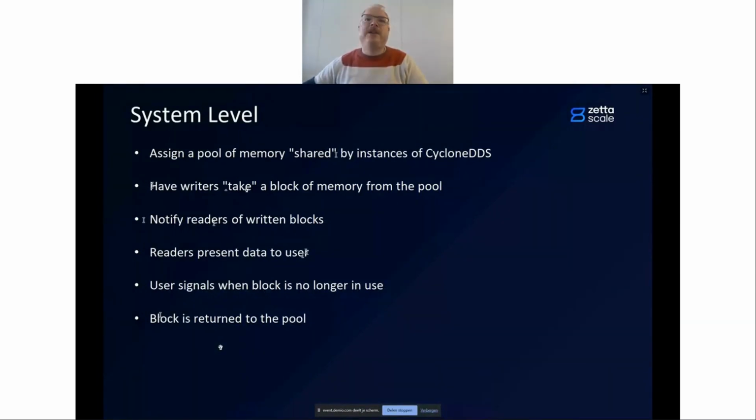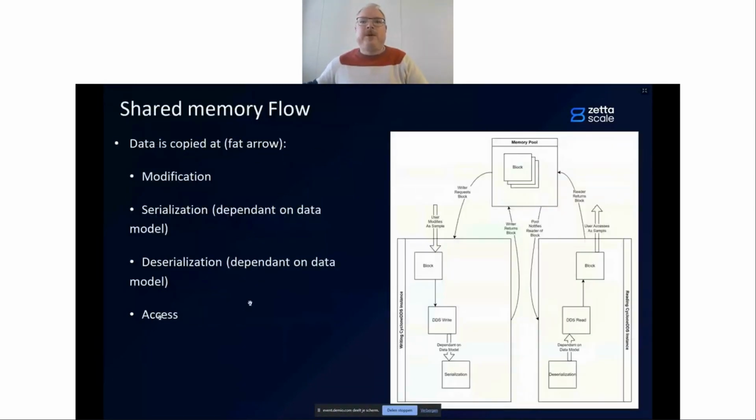Now, if we use this principle of data exchange, so we move to the schematic now on the right again. So you have this memory pool here, the writer requests a block, the user modifies it. Again, copying data is indicated by the fat arrow here. So when the writer requests a block, and it's written, the only time that data might be copied is dependent on the data model, but it might not even be done.